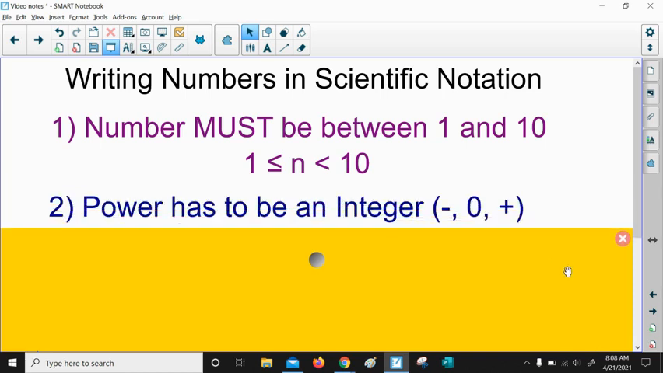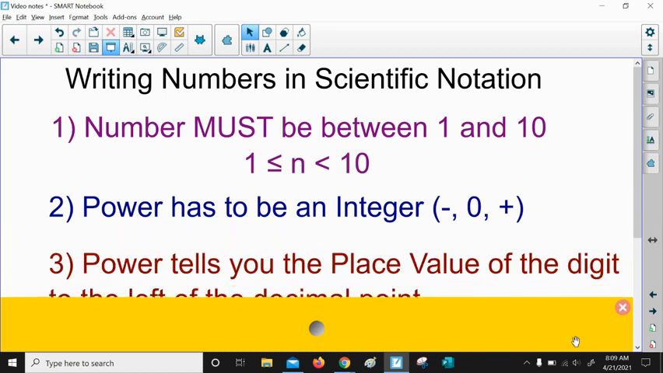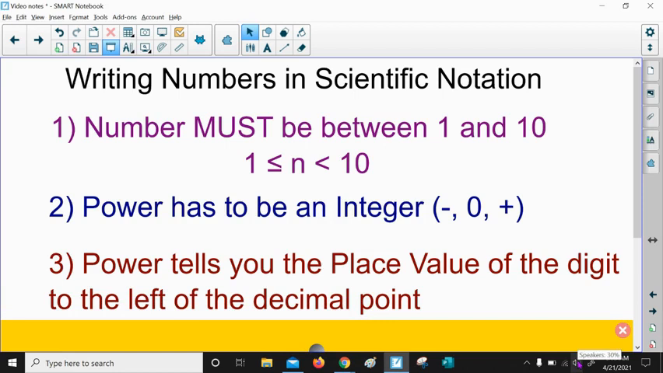The next thing you have to remember, the power has to be an integer. It could be a positive, it could be negative, it could be 0, but it has to be an integer. It cannot be a decimal or a fraction. The last thing you have to remember is that the power will tell you the place value of the digit to the left of the decimal point.